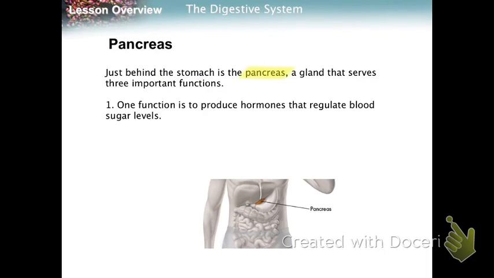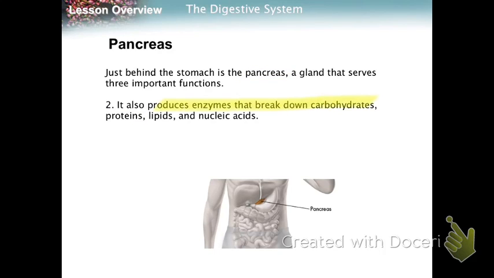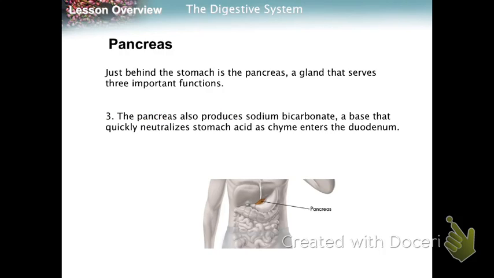The pancreas is important for 3 reasons. It produces hormones that regulate blood sugar levels, it produces enzymes that break down carbohydrates, proteins, lipids, and nucleic acids, so all the different macromolecules. And it also produces sodium bicarbonate. It's a base that neutralizes stomach acid as the chyme enters the duodenum.